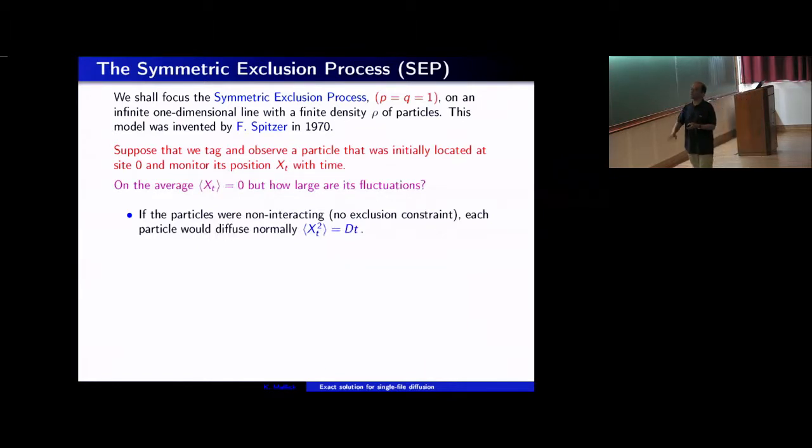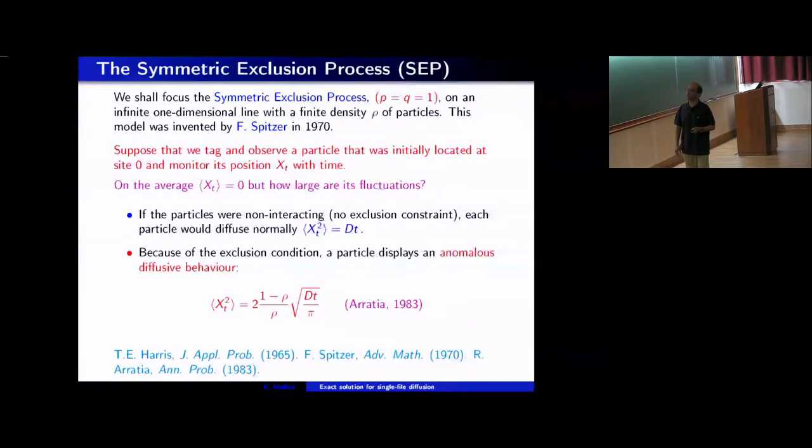We want to go back to the exclusion process, and the major result obtained already 35 years ago, proved mathematically by Arratia, is that if we take now a tagged particle in the symmetric exclusion model, then the variance of its position grows like square root of time. So this t^(1/4) behavior, and even the prefactors have been computed exactly by many people and put in mathematical form by Arratia in 83. So this is an asymptotic behavior. It's for a long time limit.